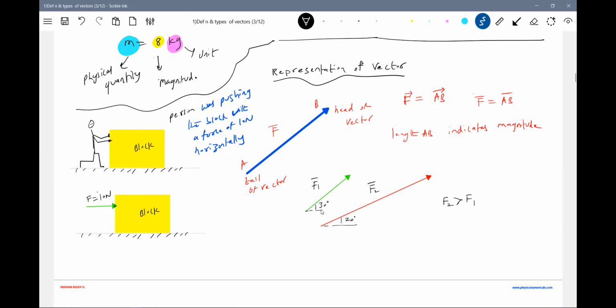So like that, whenever you take a vector, the length will indicate magnitude, and you see that it is making some angle, so it has some direction also. Here, applying force horizontally, it has some direction. Like this, we brought the representation of a vector.